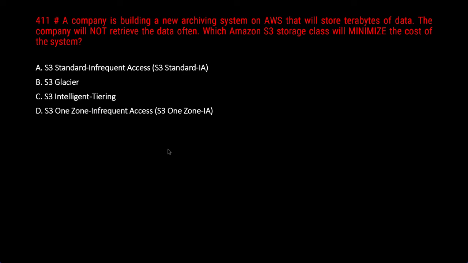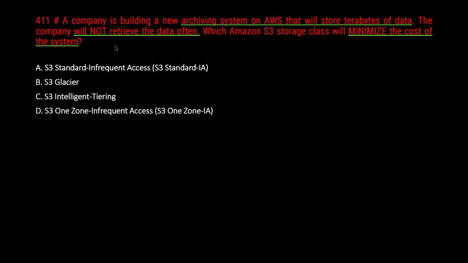A company is building a new archiving system on AWS that will store terabytes of data. The company will not retrieve the data often. Which Amazon S3 storage class will minimize the cost of the system? We already know the lowest cost in S3 is Glacier, but again they put a condition here: the company will not retrieve the data often.